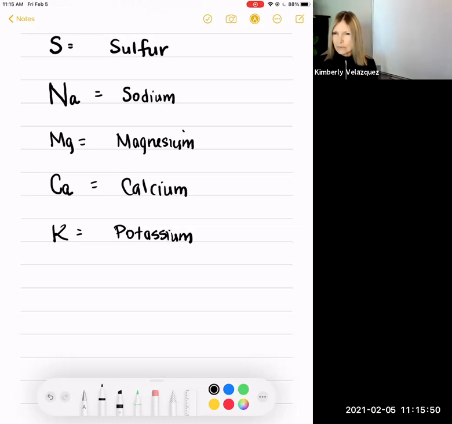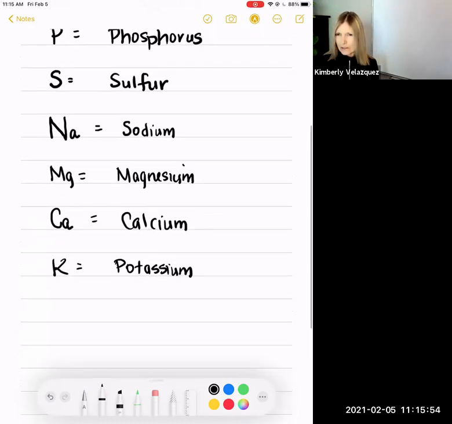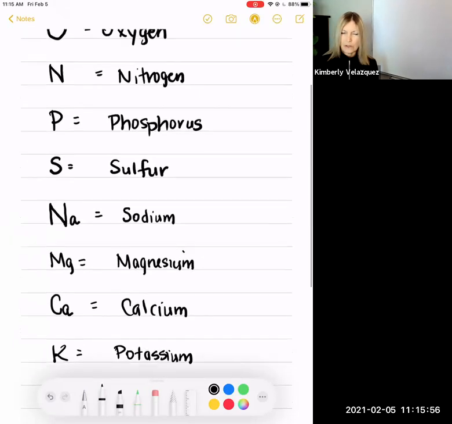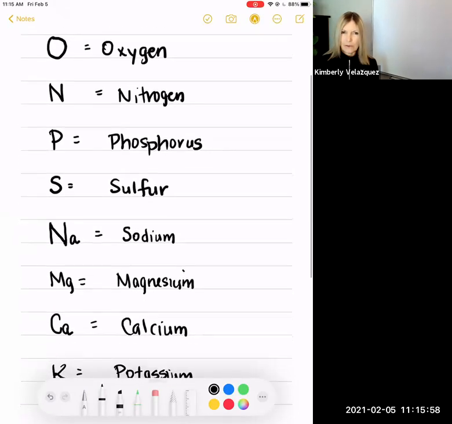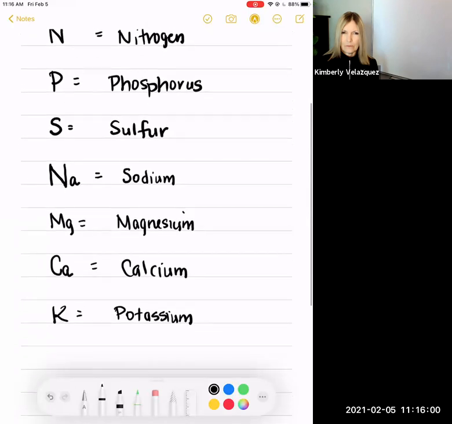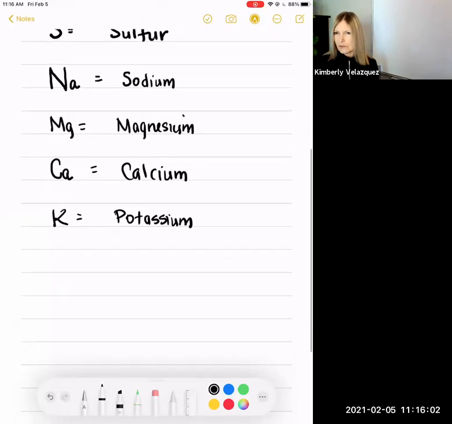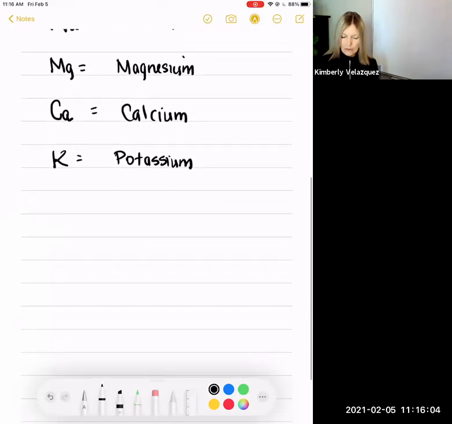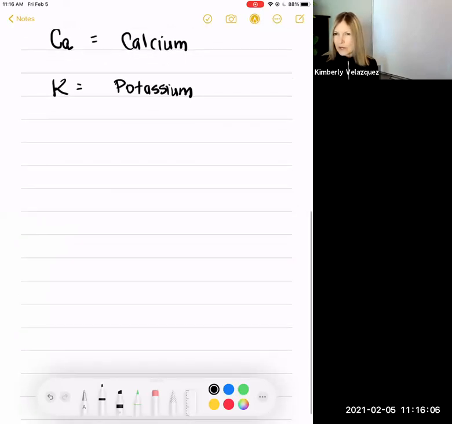So again, no need to memorize the entire periodic table, but it is important to immediately recognize the most commonly used chemical symbols for this class. And again, carbon is the one you'll see the most. Now it's important to recognize how to read a chemical formula for a molecular compound and also how to read a chemical equation.